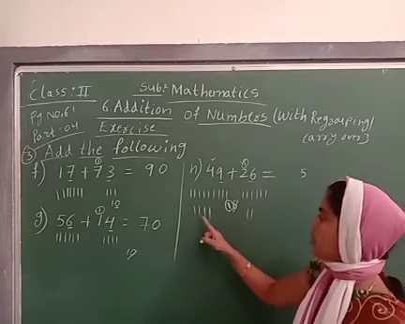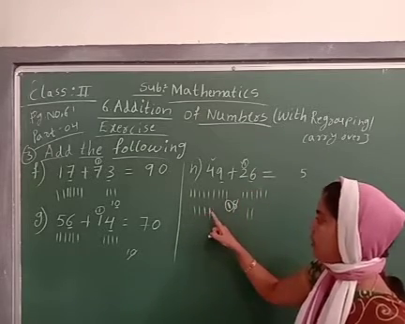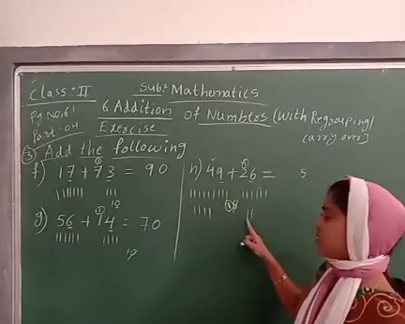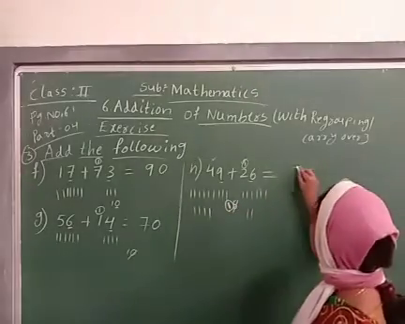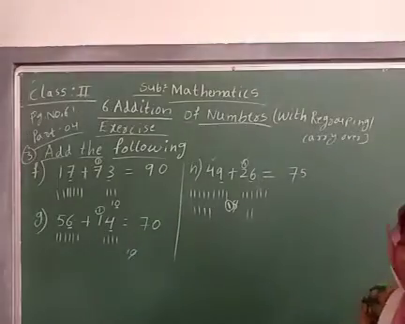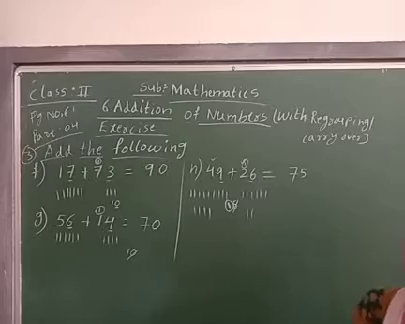Yes. Let us count the carry. 1, 2, 3, 4, 5. Count the carry also here: 5, 6, 7. So the number is 75. 49 plus 26 equals 75. Write in your notebook, children.